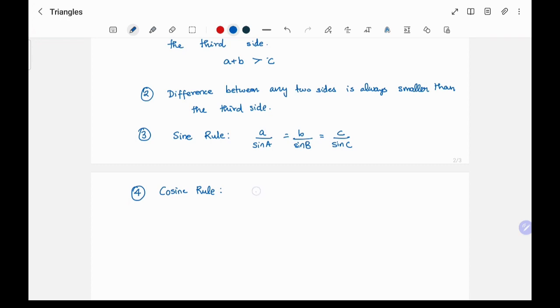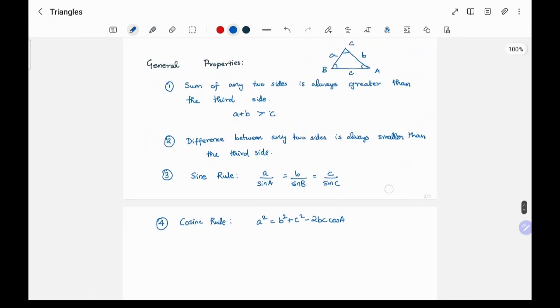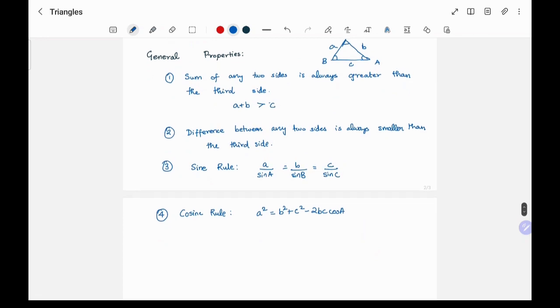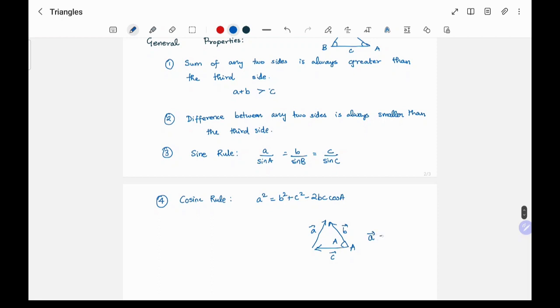In the cosine rule, a square is equal to b square plus c square minus 2bc cos A. Again, to appreciate this fact, you can try to visualize the triangles in the form of vectors. So for example, let's say this is C vector and this is B vector. This is angle A between them. So let's say this is the A vector. So A vector is nothing but B vector minus C vector.